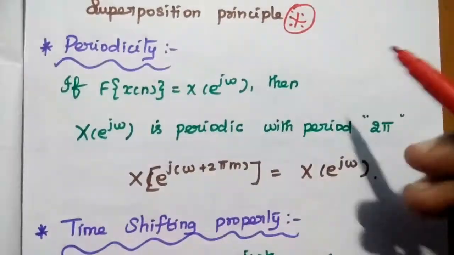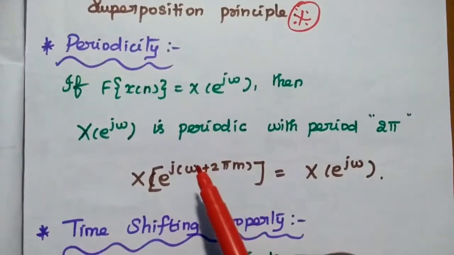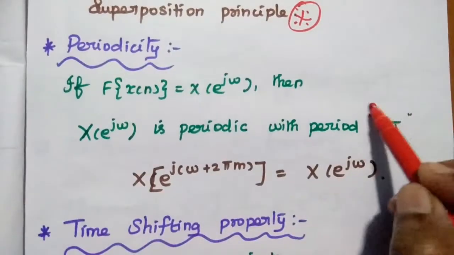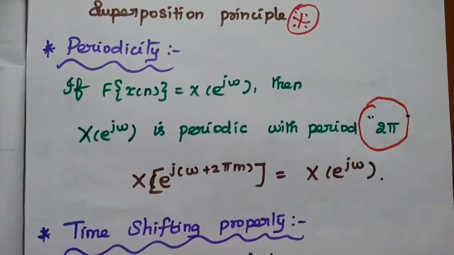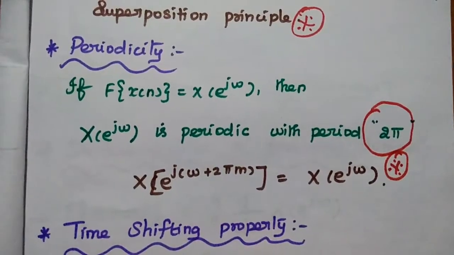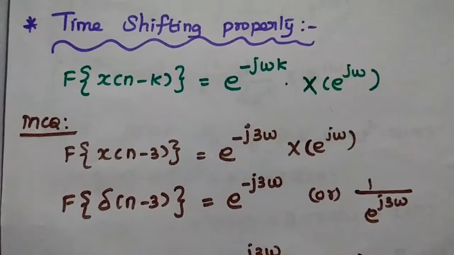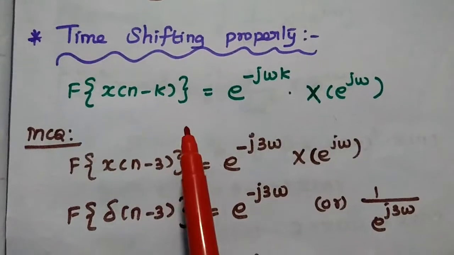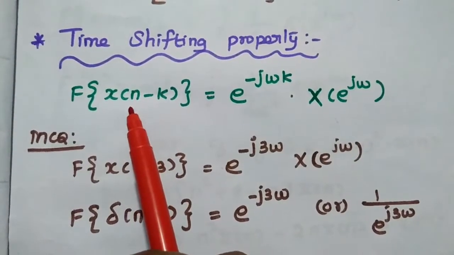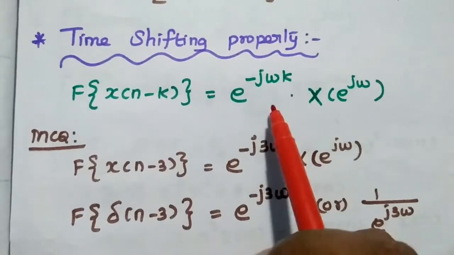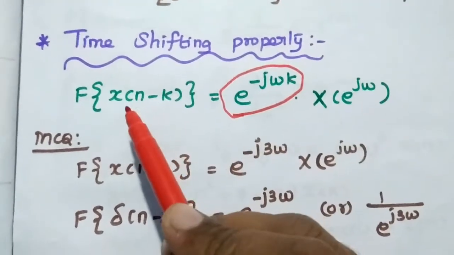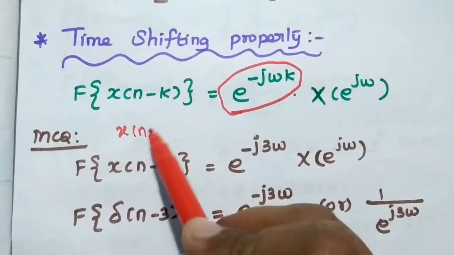Next, periodicity. Periodicity means the discrete time Fourier transform is a periodic one with the period 2 pi. Okay, so this may be an important multiple-choice question. What is the period of the discrete time Fourier transform? It is 2 pi. The next property is the time shifting property. That is, if I shift the time domain signal, then the frequency domain signal is multiplied by e power minus j omega k. Here, some books may give x of n minus m.